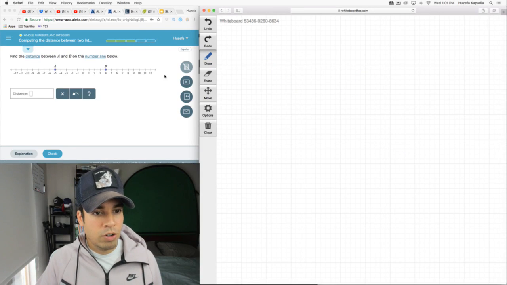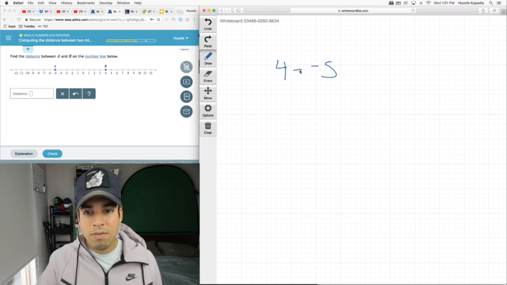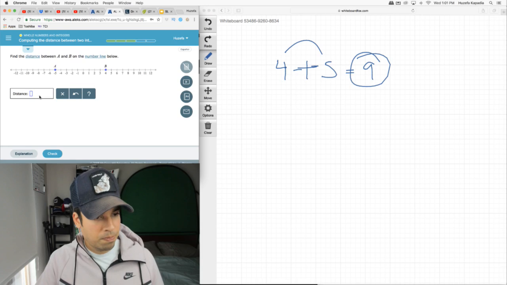All right, last question. We're going to do 4 minus -5. So again, we have a minus and a negative, that becomes a plus. So 4 plus 5 equals 9, and our answer is 9, just like that. There we go.